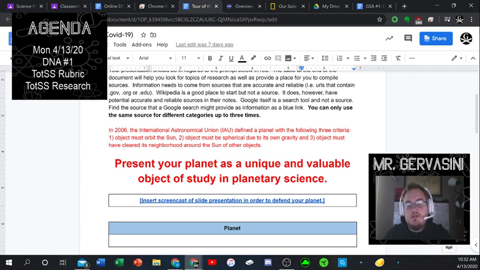Using those 3 criteria, present your planet as a planet, but also as a unique and valuable object of study in planetary science, not just astronomy, but planetary science, which is like geology, but on different planets. Okay.